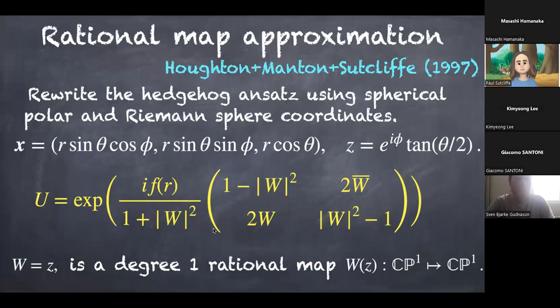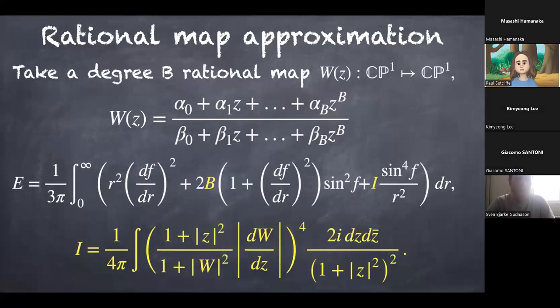And what we've just done here is taken the simplest possibility. You could just take W equal to Z. That's a degree 1 map from CP1 to CP1. The rational map approximation is to say, take exactly the same thing, but we're going to allow W to have a higher degree than 1.